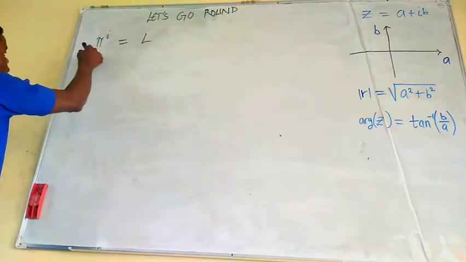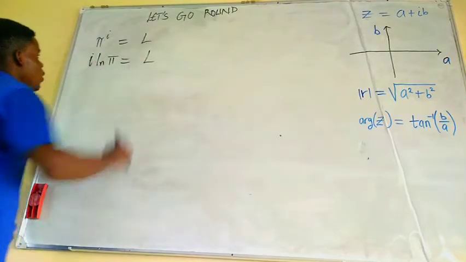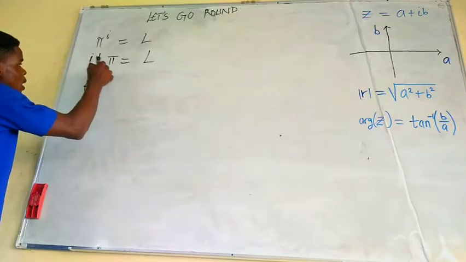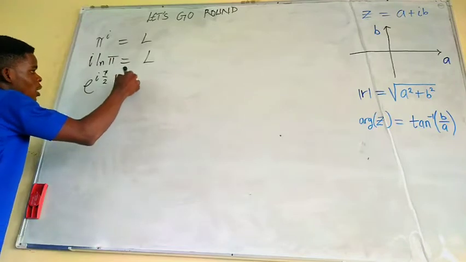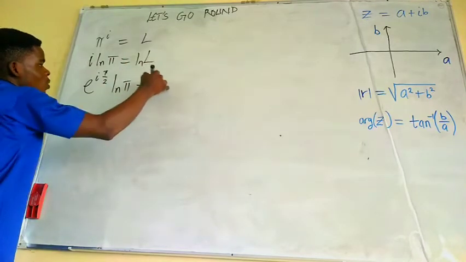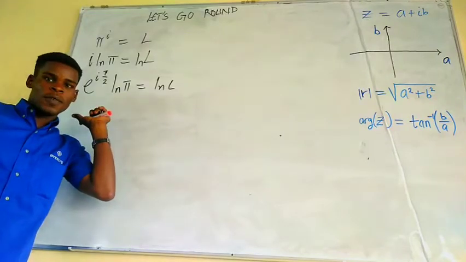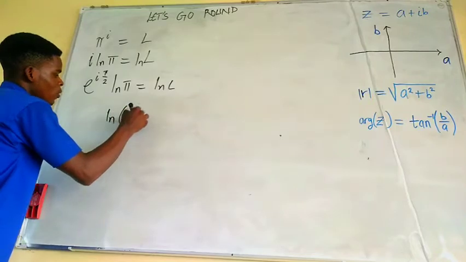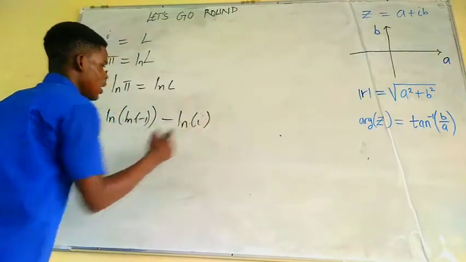You're going to have i ln pi equals ln L. Well, i is something I'm saying e to the i pi over 2. And ln L is just right here, ln pi like that, and on the right hand side we just have it to be ln L. Well, ln pi, in one of my videos, I proved to you guys that ln pi is something I said ln of -1, and we close the bigger bracket minus ln i, like this.